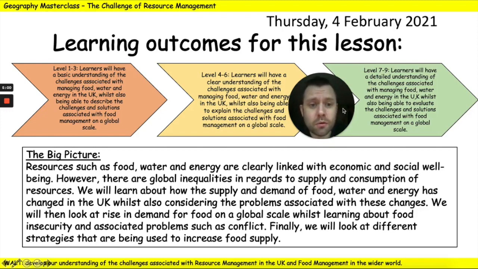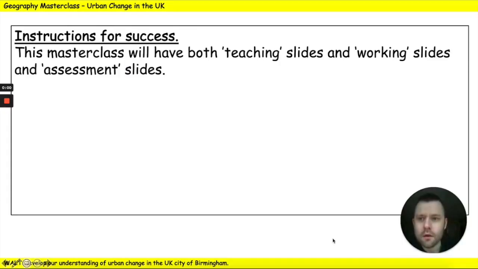But it's not all doom and gloom. There are some strategies that are being implemented, and this is increasing availability of food, food supply more generally, and food security. So these are the instructions for success, and this is basically how this masterclass will run.